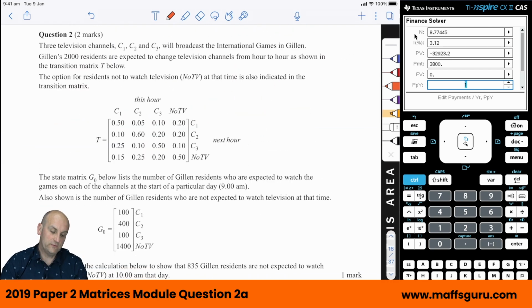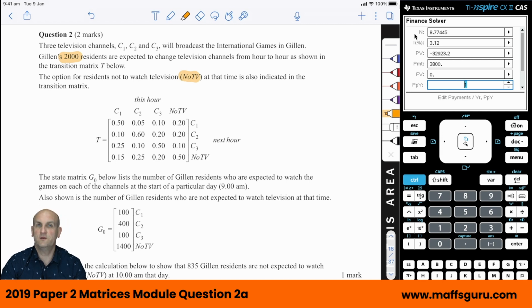3 television channels, C1, C2 and C3 will broadcast the international games in Gillen. Gillen's 2,000 residents are expected to change television channels from hour to hour as shown in the transition matrix below. The option for residents not to watch television at that time is also indicated in the transition matrix.